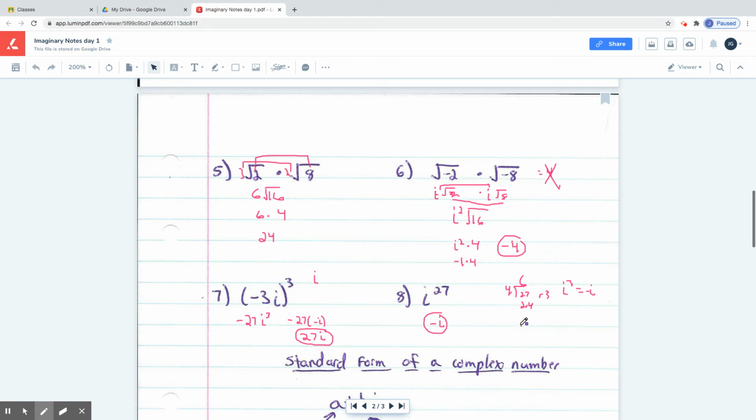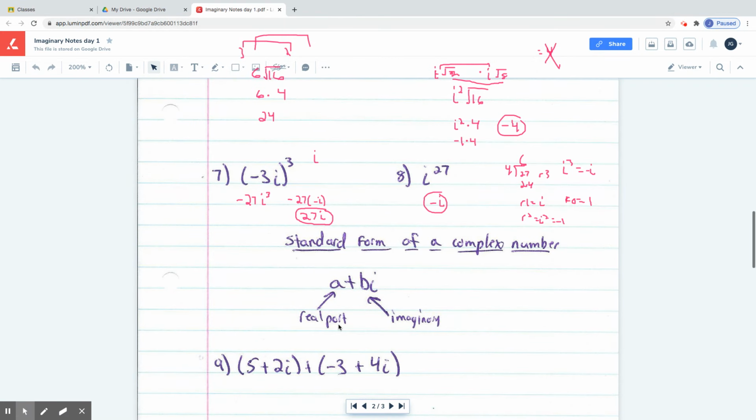If you got a remainder of 1, that's the same thing as i. A remainder of 2 would be the same thing as i squared, which would be -1. Obviously, remainder of 3 gives us i cubed, which is -i. And there's no such thing as a remainder of 4, because that means it just goes in evenly. So if the remainder is 0, it's going to be equal to 1. So you can convert any i to some high power by just dividing by 4 and seeing what the remainder is.